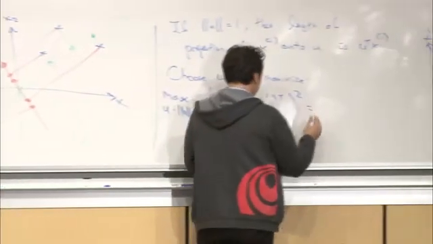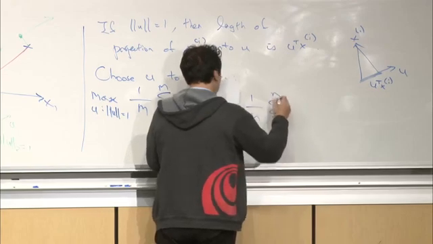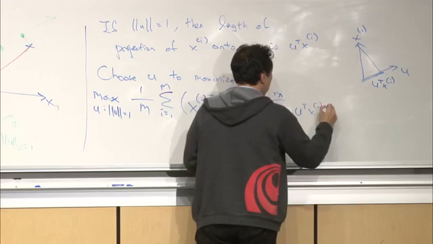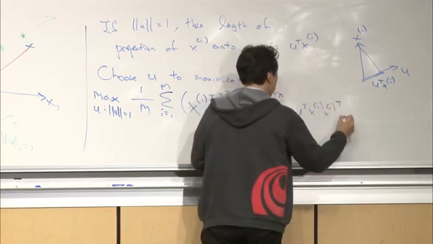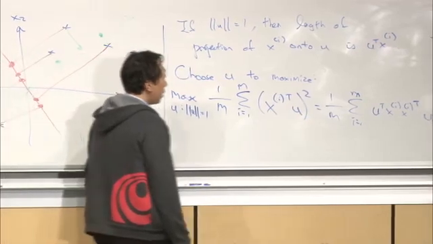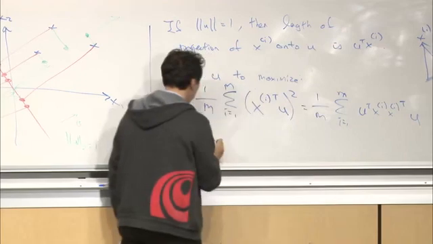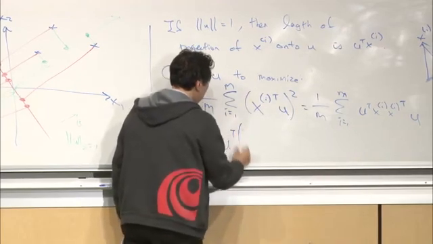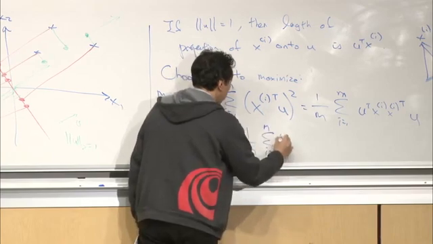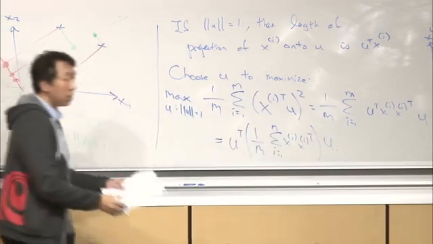So let's expand this out. This term you're maximizing over is equal to u transpose times the sum of xi xi transpose times u. And by linearity, you can pull out u transpose and u. So this is u transpose, 1 over m, sum of xi xi transpose, u.